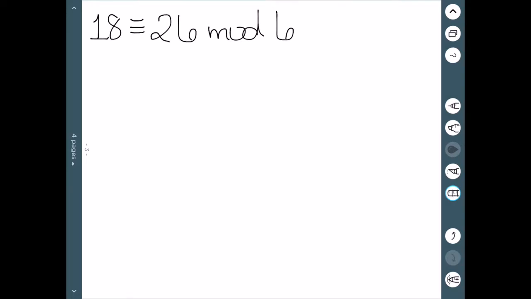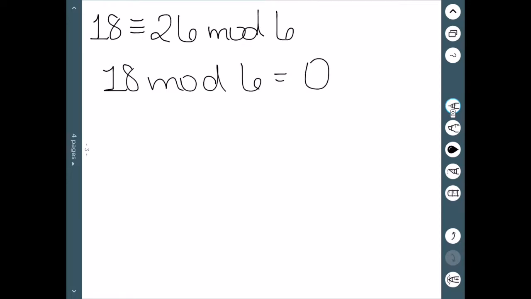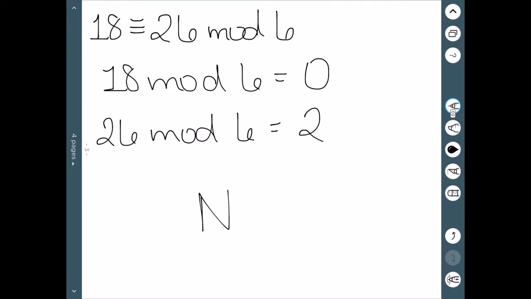For our other example, if we did 18 mod 6, well, in this case, we know that 6 can go into 18 evenly, so we have 0 remainder. 26 mod 6, well, 6 goes into 26 4 times with a remainder of 2. And since 0 is not equal to 2, these are not congruent.